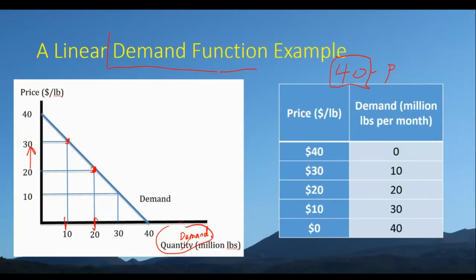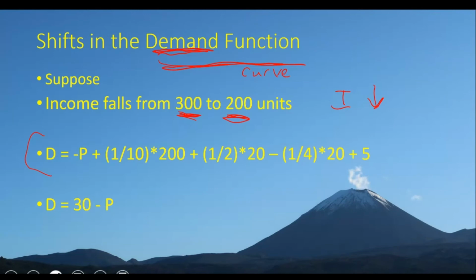But the demand function doesn't change. It still stays there in exactly the same position. When you change the price, the quantity demanded changes, but the demand curve or the demand function does not change. That's different when we change a variable that's not graphed on the diagram.